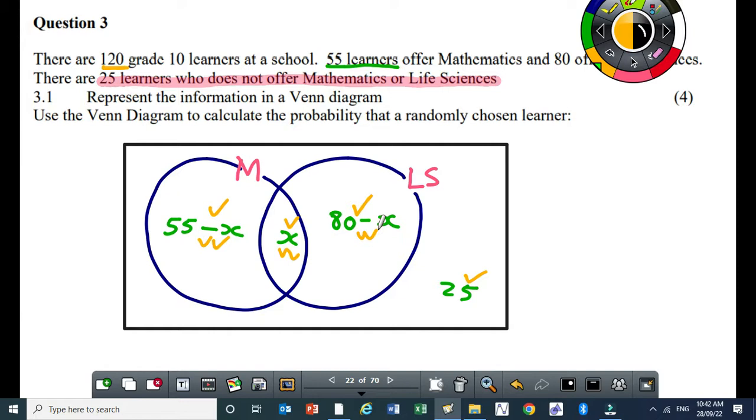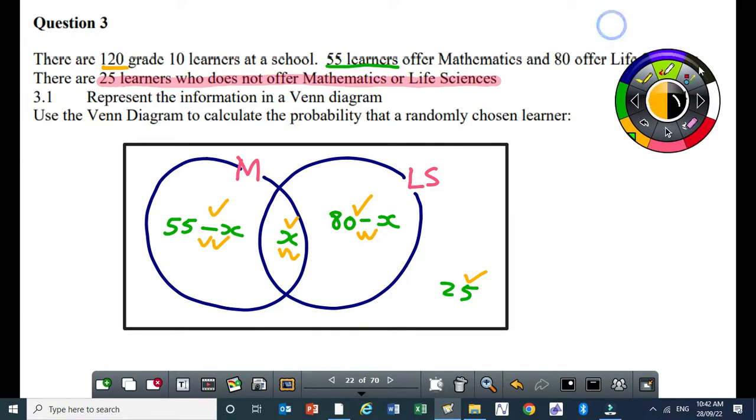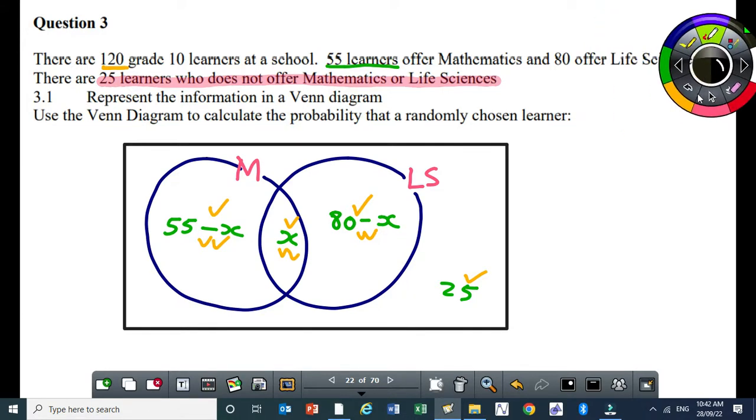Yes, so you subtract those who don't do any of the two subjects from the total in the sample space, then you get 95. That 95 will be equivalent to 55 minus x plus 8 minus x. But in my case, at this stage, well, this is your first time, we'll just add all four. They add up to 120. Okay, allow me to move on to the next step.